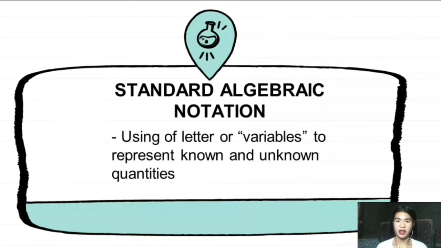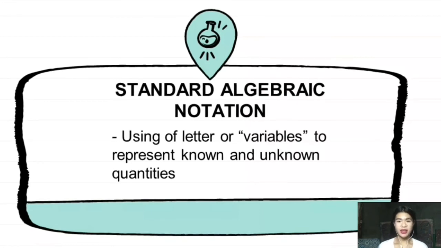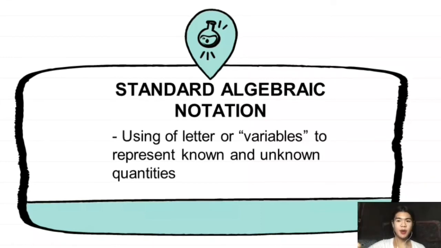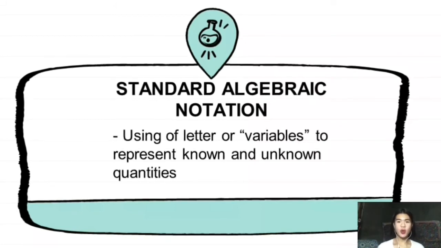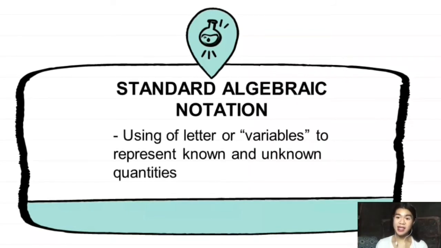Standard algebraic notation uses letters or variables to represent known and unknown quantities. In algebra, we use letters to represent numbers. The symbols are called variables. Using symbols instead of numbers is great because numbers may sometimes be very long. It also keeps the right amount every time, like pi, which is 3.1415 and so on, making calculating much easier than writing out the whole number.